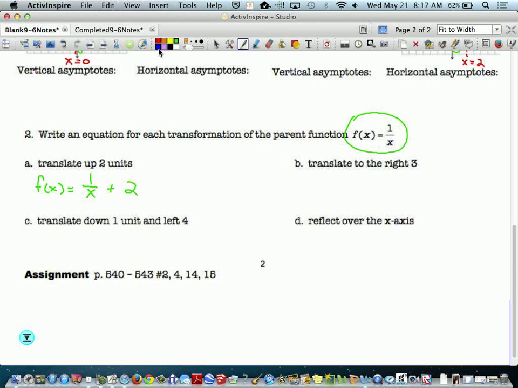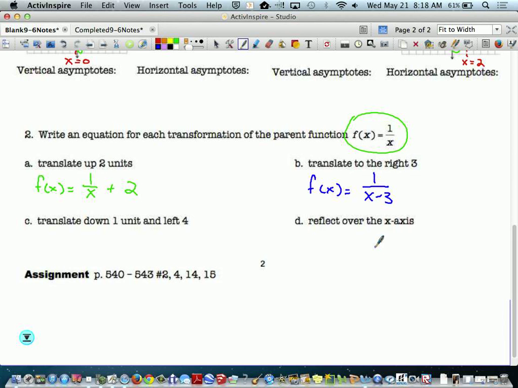Amanda, how do I get it to move to the right 3? Who knows? 1 divided by x minus 3. In this case, the horizontal movements will end up in the denominator.